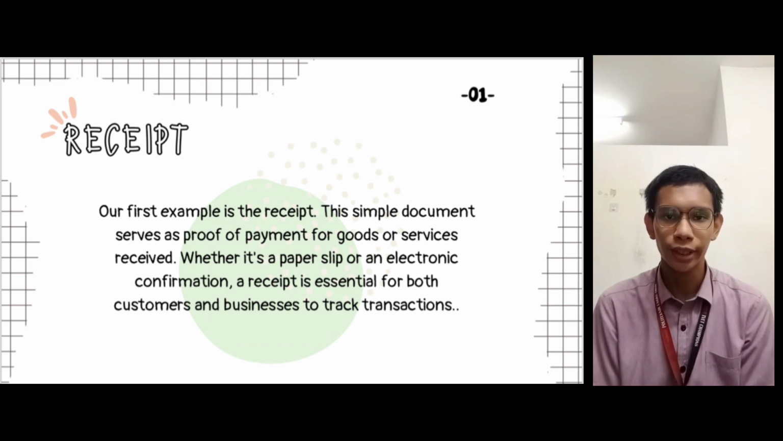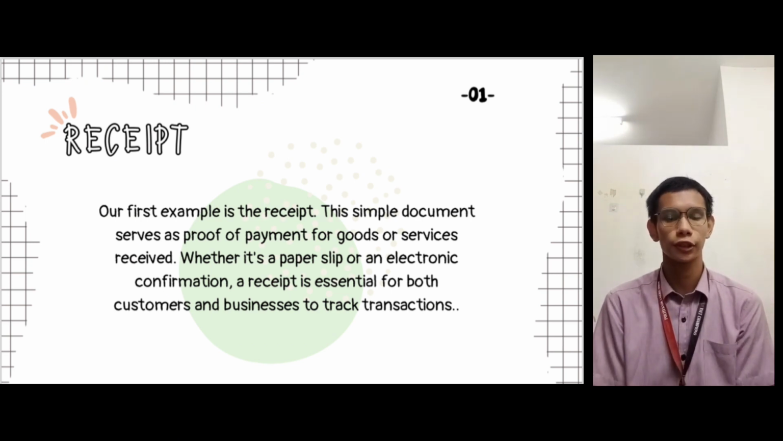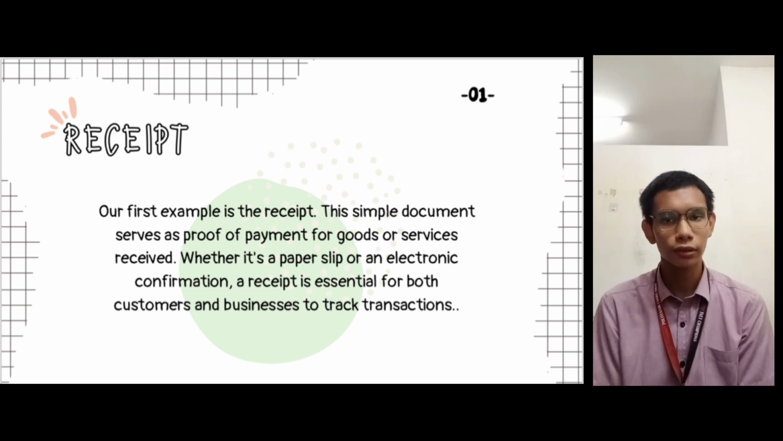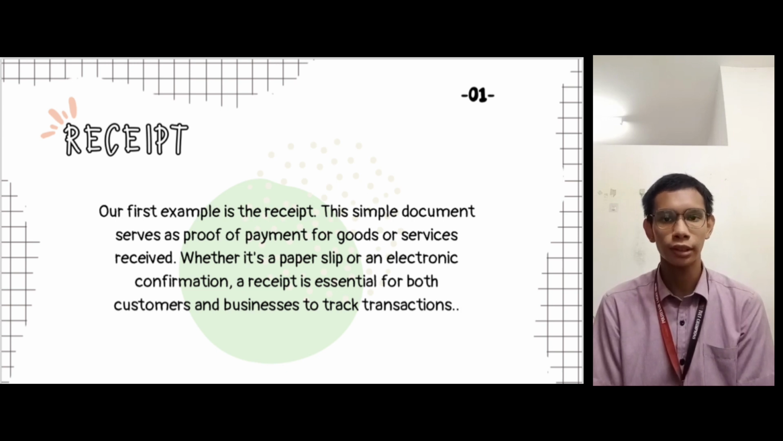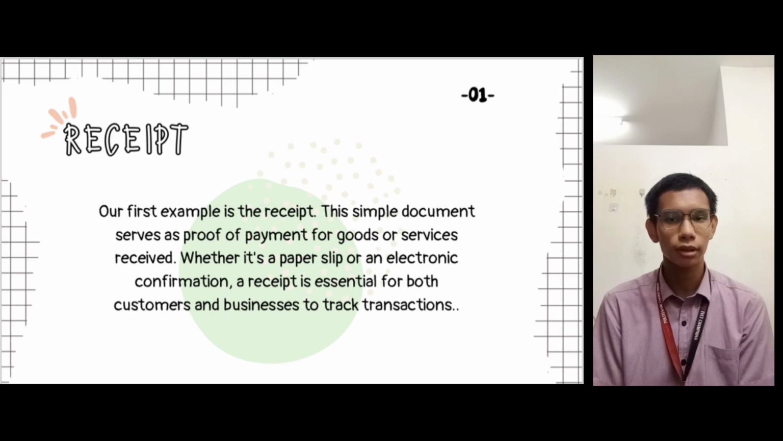I will explain to you guys about source documents in businesses. First is receipt and invoice. The first source document is the receipt. This simple document serves as proof of payment for goods or services received. Whether it's a paper slip or electronic confirmation, a receipt is essential for both customers and businesses to track transactions.